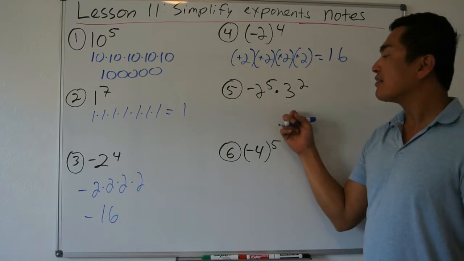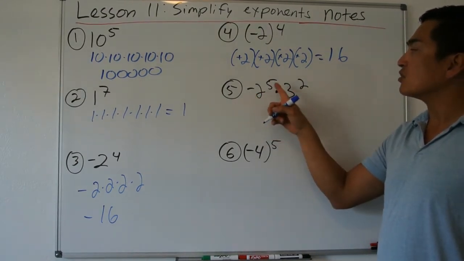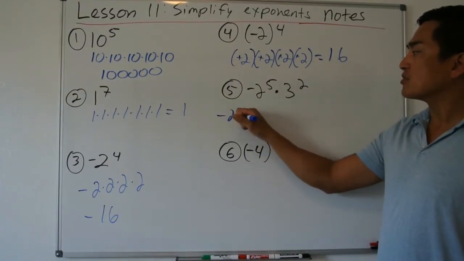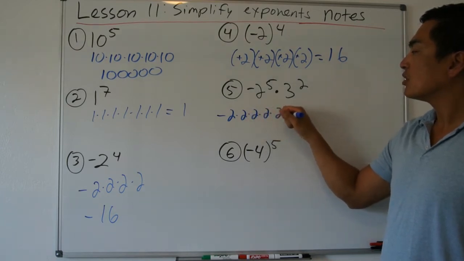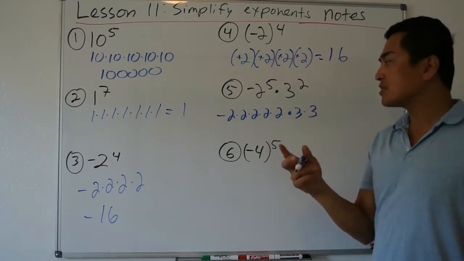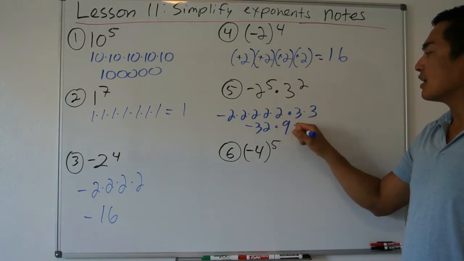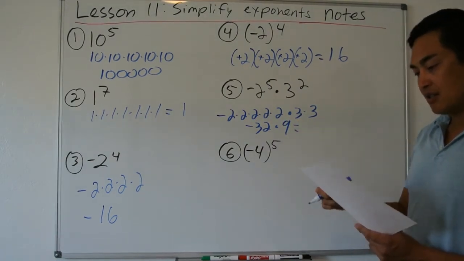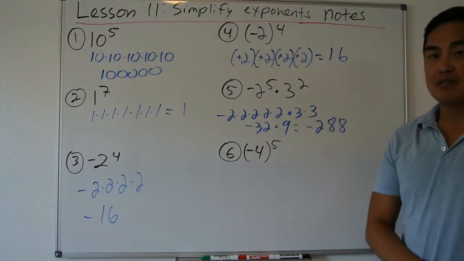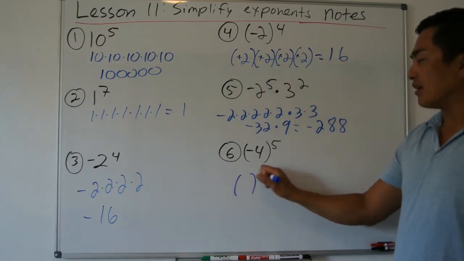Alright, number 5, again, there are 2 of them. There are 2 exponents, focus on one at a time. Again, this one is -2, but this is to the 5th power. Again, there's no parentheses, so it's just 2 times 2 times 2. And then this one gives me 3 times 3. Alright, so this one has 2 more steps. I know this is going to be -32 times 9. And I believe that answer is -288.